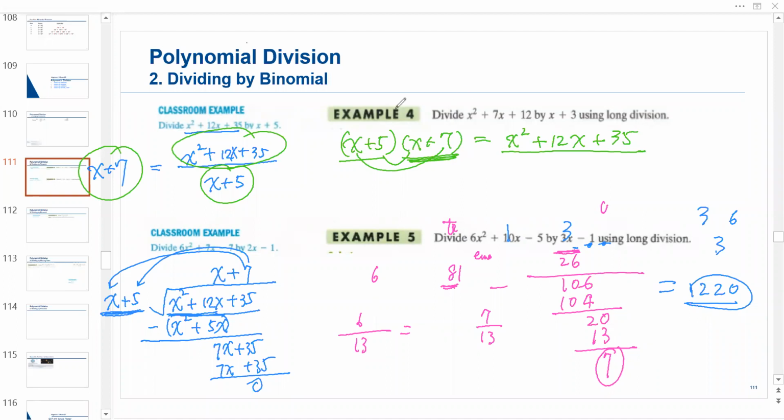All right, let's see the second example. Can you guys take your homework, take your notebook out, and do this one. Do the second one. How do we do this one? Let me clean the screen.